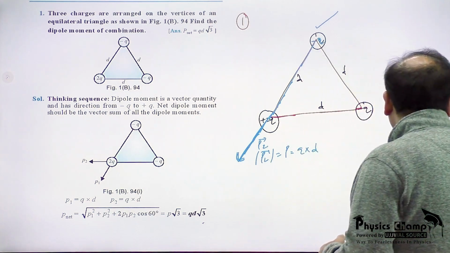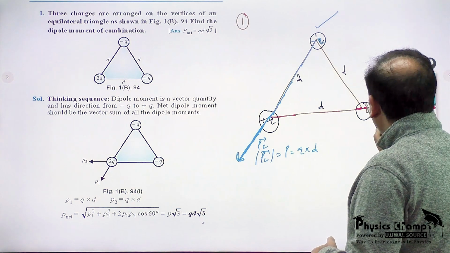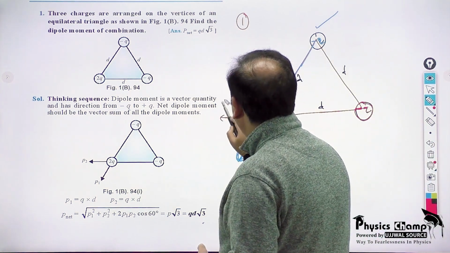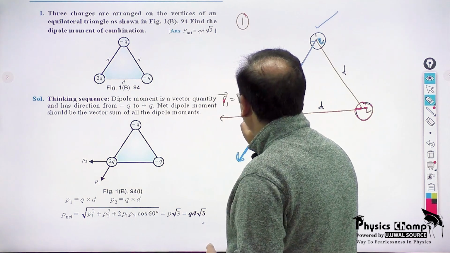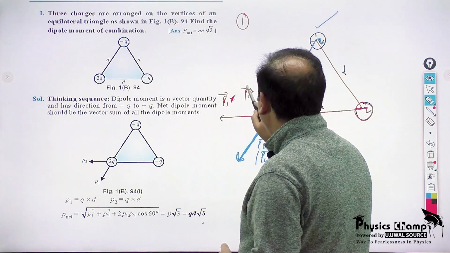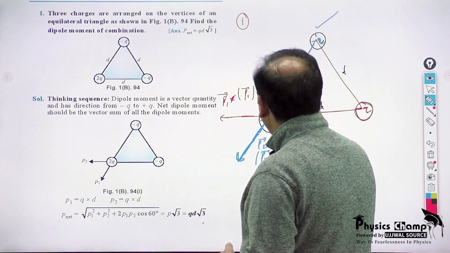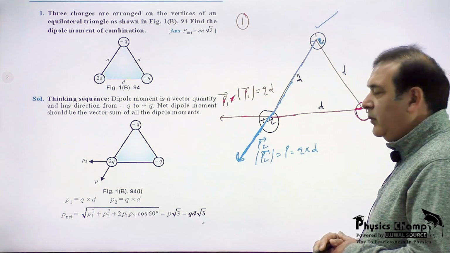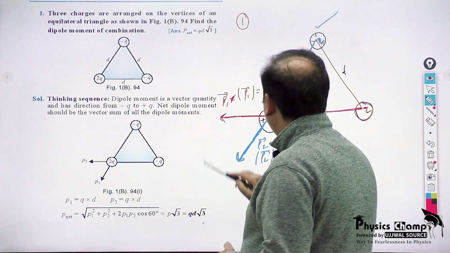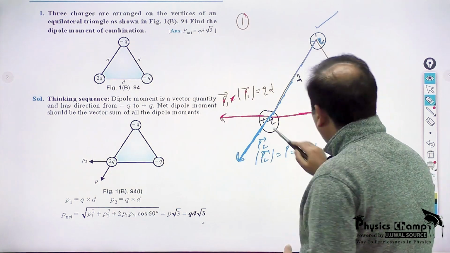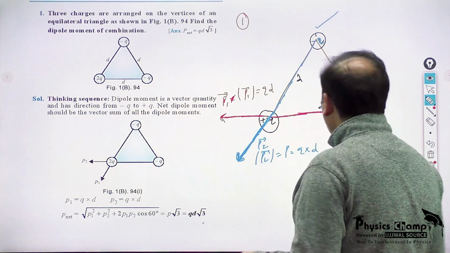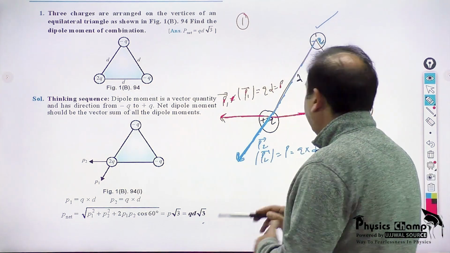Similarly, on the other side, it is 1 minus Q and the other plus Q. It is also going to provide one dipole moment. I call it P1 vector, and its magnitude will again be Q into D. So this is one vector Q into D, and this is another vector which is also Q into D. There are 2 dipole moments, although their magnitudes have the same value, P and P.